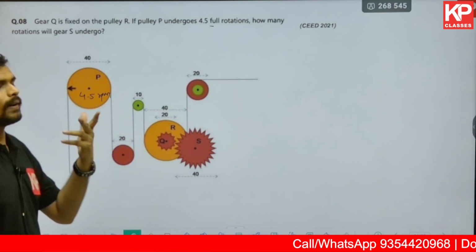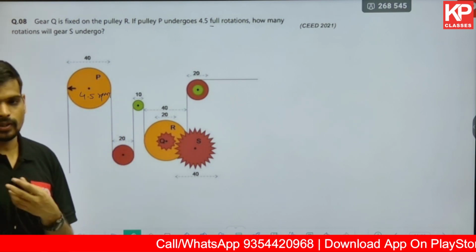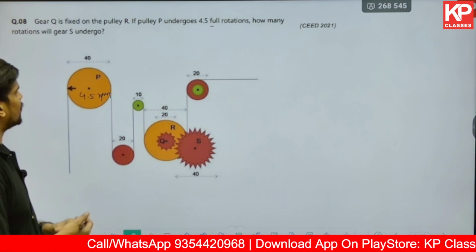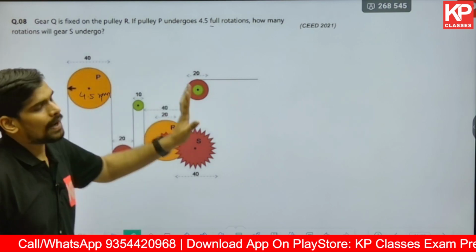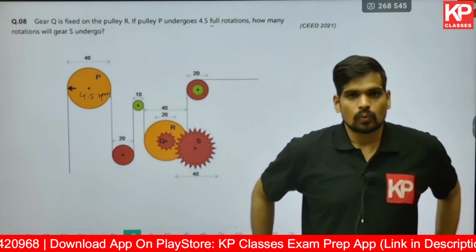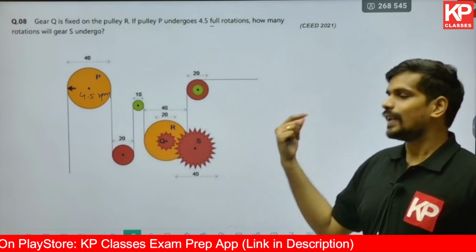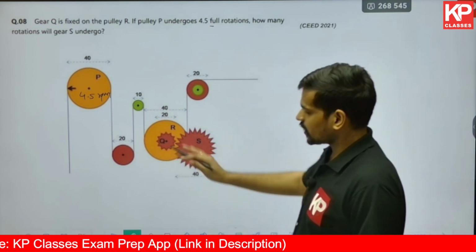Let us say the time required for those 4.5 full rotations is 1 minute, so it will be easy for us from a terminology point of view. So the RPM is, let us say, 4.5 RPM. All the diameters are given. We apply the same concept: D1 into V1 is equal to D2 into V2 for driver and driven. First apply it for the pulleys, then it gets combined to the gears moving further. First let us do it for pulleys.